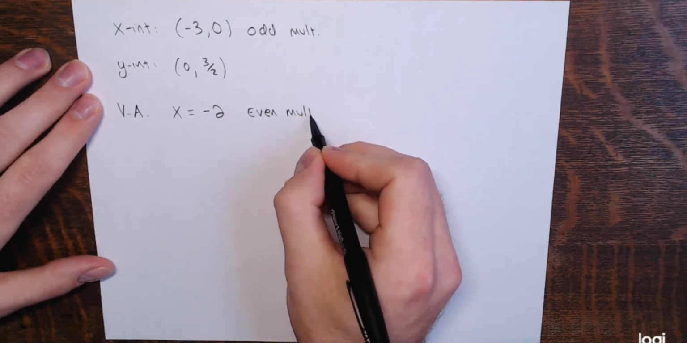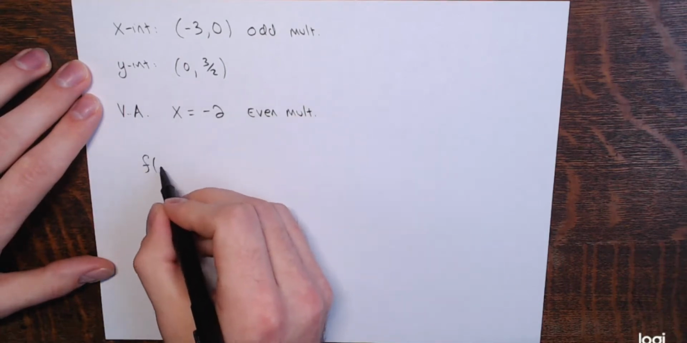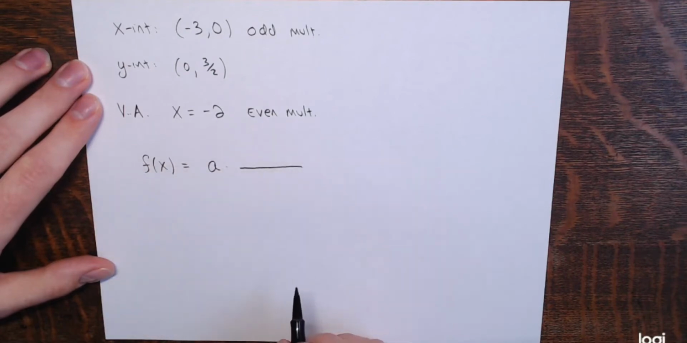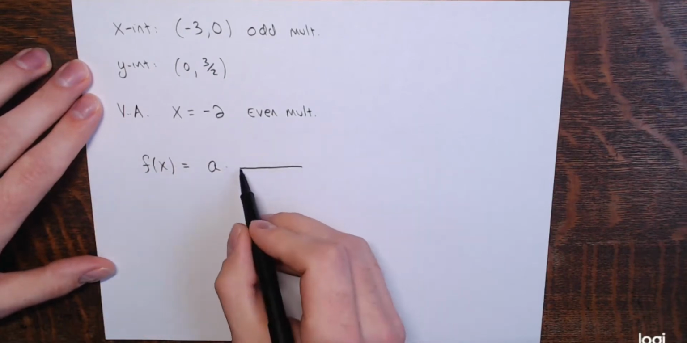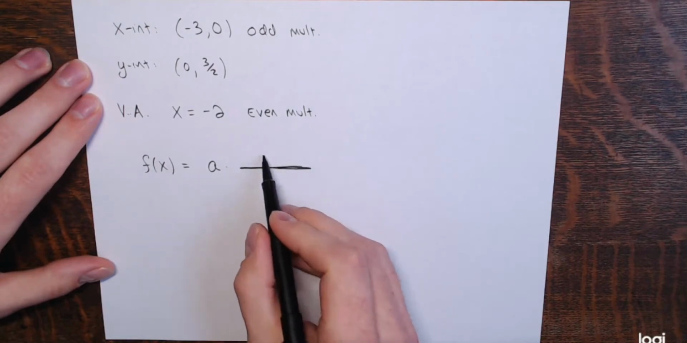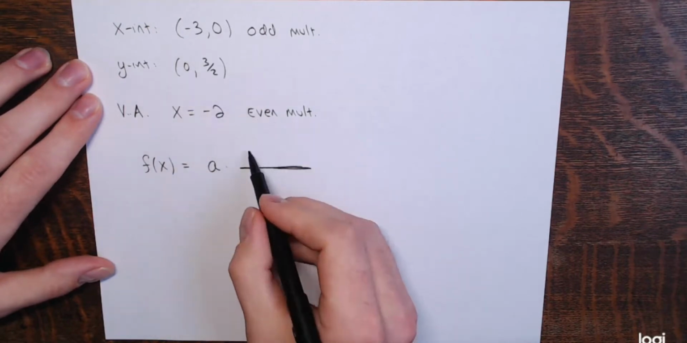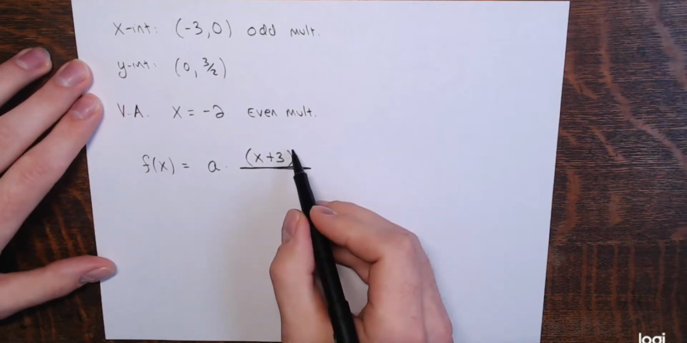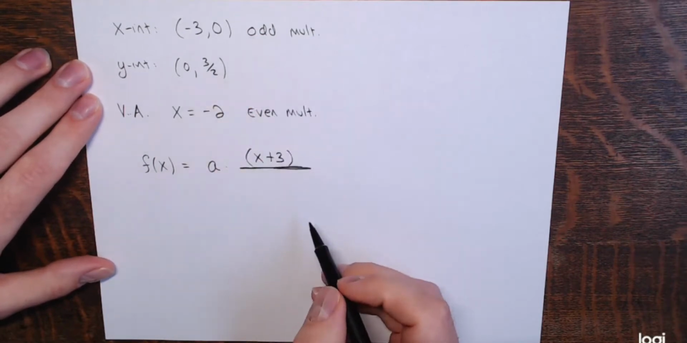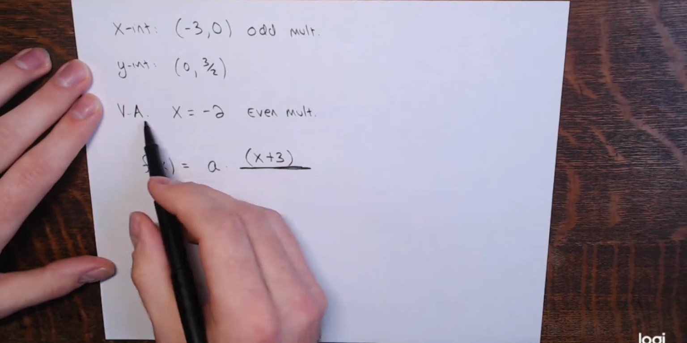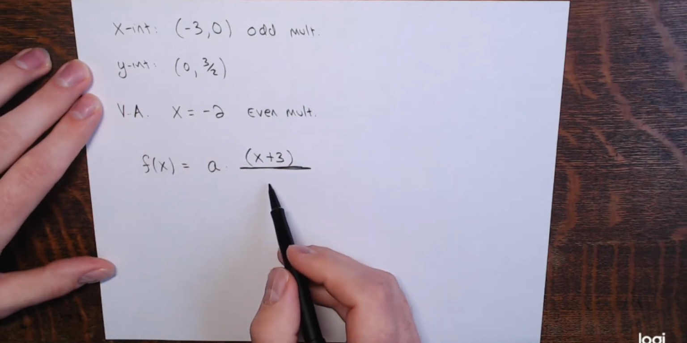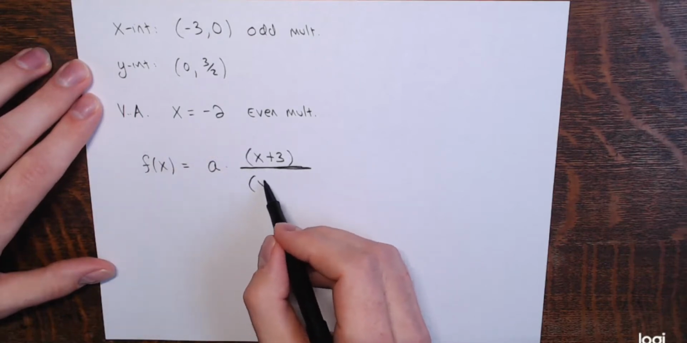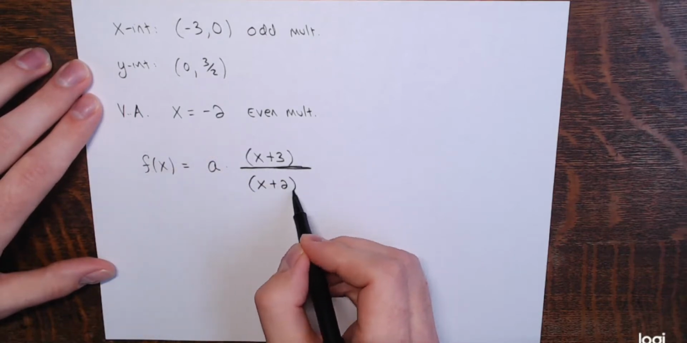All right, so we have f of x equals, some scale factor a, which I don't know, times the numerator comes from the x-intercept, so it'll be the quantity x plus 3, and since -3 is a 0, I'll make it to the first power, odd multiplicity. And where the vertical asymptotes are tells you how to find the factors of the denominator polynomial. x equals -2, so x plus 2, right, minus -2, but to an even power, right?